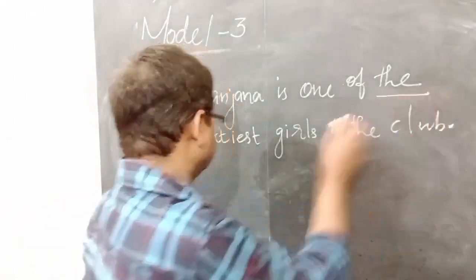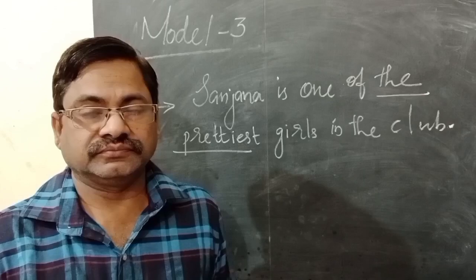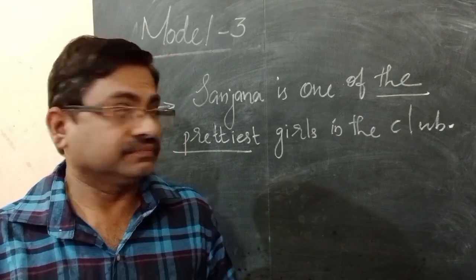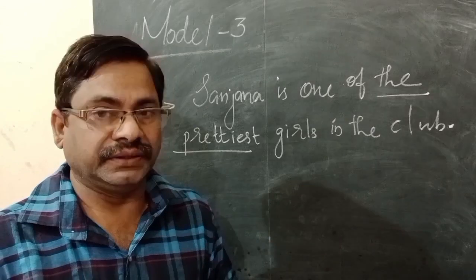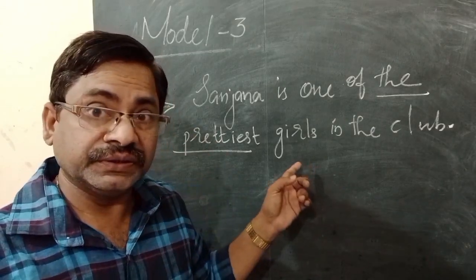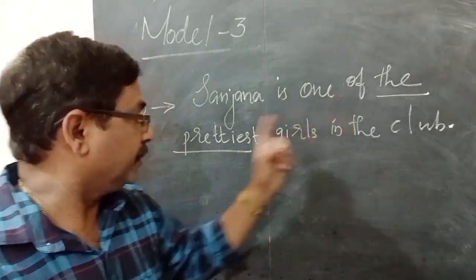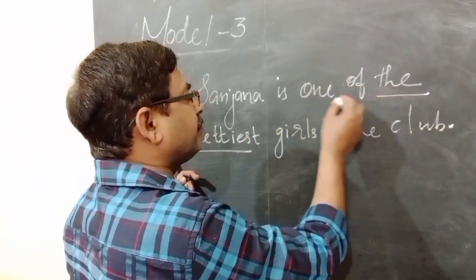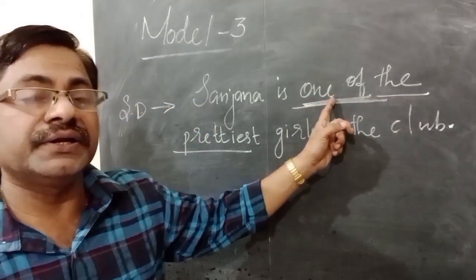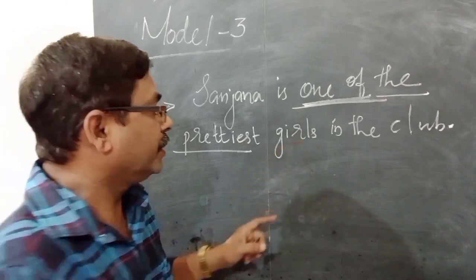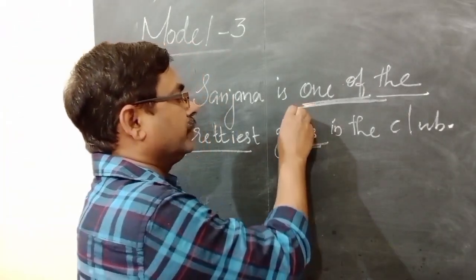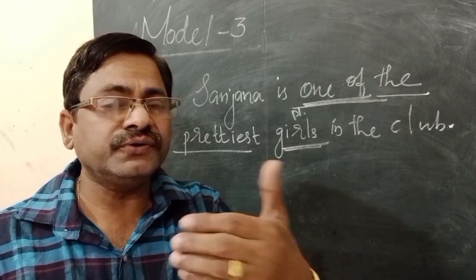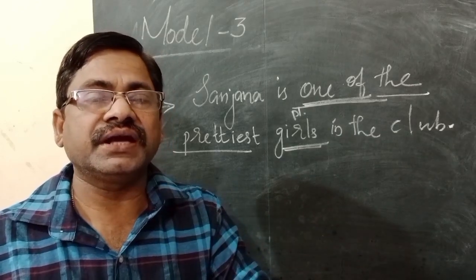Superlative degree. Underline it so that we should not repeat it while writing the answer. The prettiest, superlative degree. And what is special about this question or this model? Here you can see that Sanjana is one of the prettiest. The superlative degree preceded by "one of." That is the speciality. One of the is followed by a plural noun. Noun plural. See, one of the prettiest girls. So we have to follow a different rule while writing the answer.